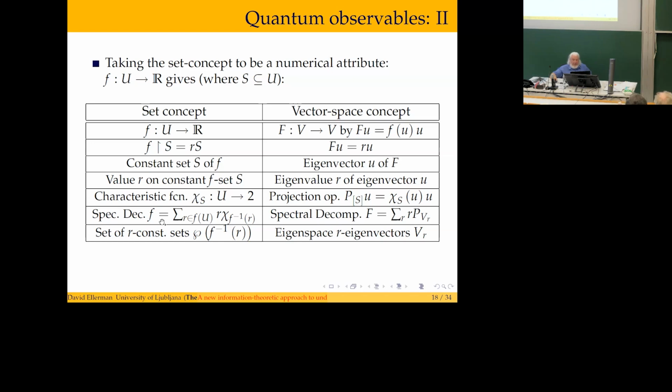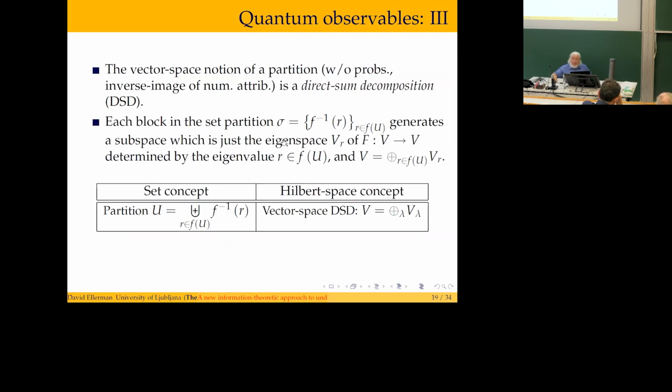And here is the spectral decomposition of an ordinary function of the real numbers, which I don't know if this is in the literature, but you take all the values in the image f of U, namely all the eigenvalues, times the characteristic function, because we saw the characteristic functions are the set analog of projection operators in Hilbert space. So you have a spectral decomposition on both sides, of your function and your operator. And of course, the set of eigenvectors, in other words, r-constant subsets, would be the power set of f inverse of r. And that corresponds to the eigenspace for the r eigenvector. So we have our dictionary now built up between set concepts and vector space concepts. We're particularly interested in it when the vector space is a Hilbert space.